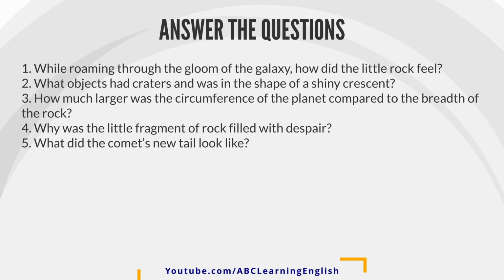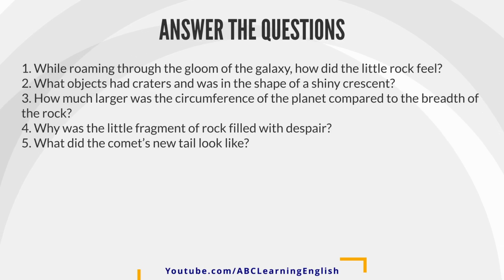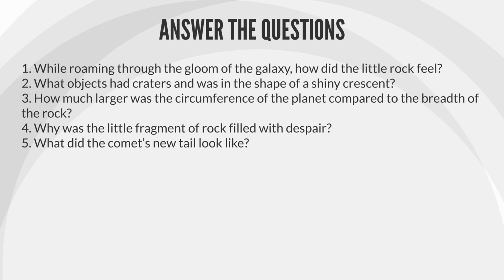1. While roaming through the gloom of the galaxy, how did the little rock feel? 2. What objects had craters and was in the shape of a shiny crescent? 3. How much larger was the circumference of the planet compared to the breadth of the rock? 4. Why was the little fragment of rock filled with despair? 5. What did the comet's new tail look like?